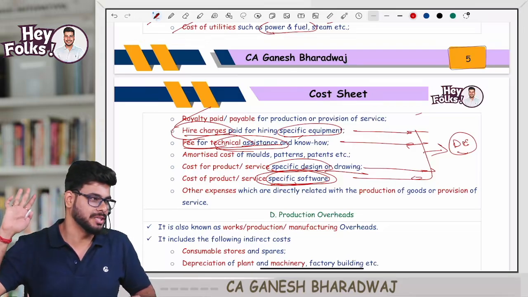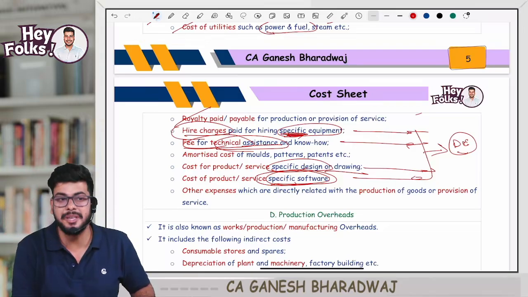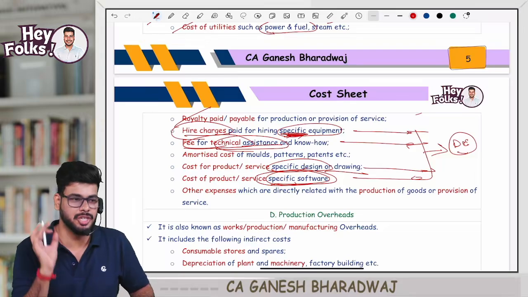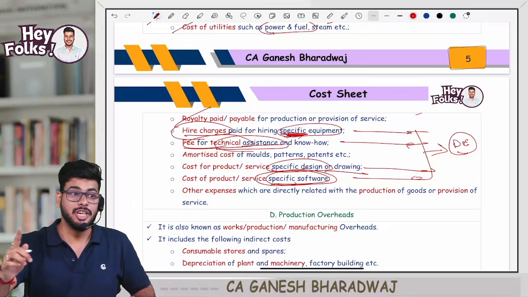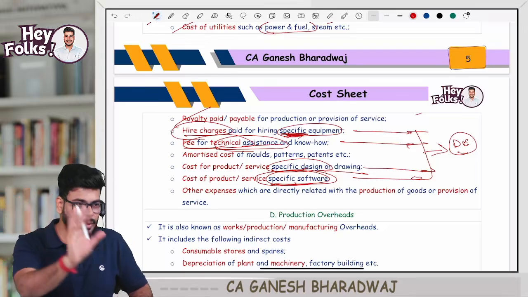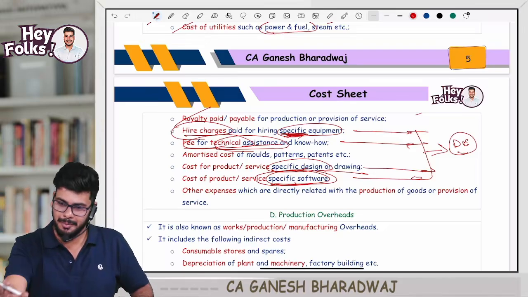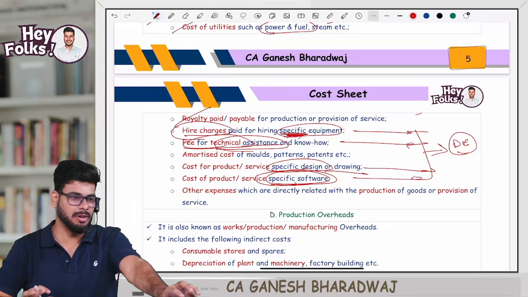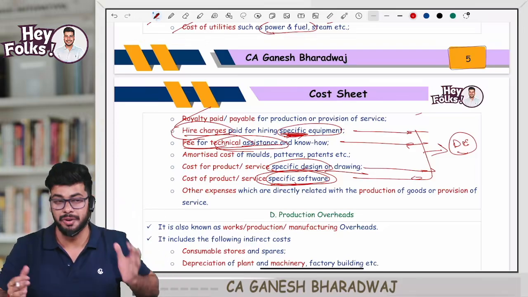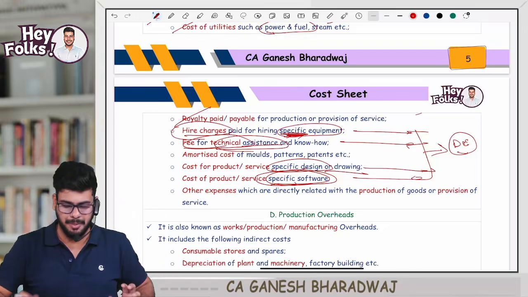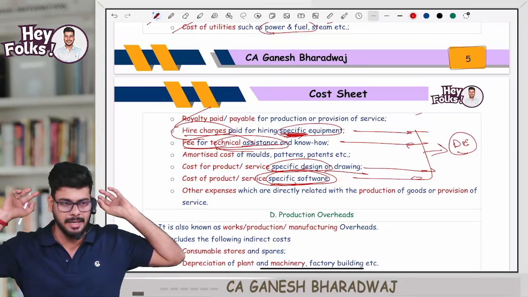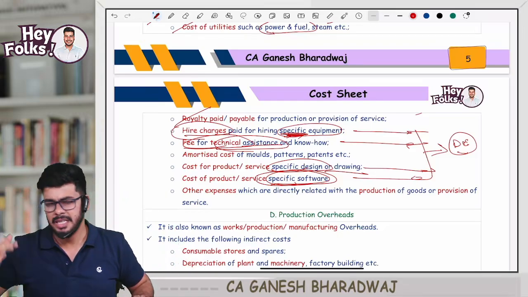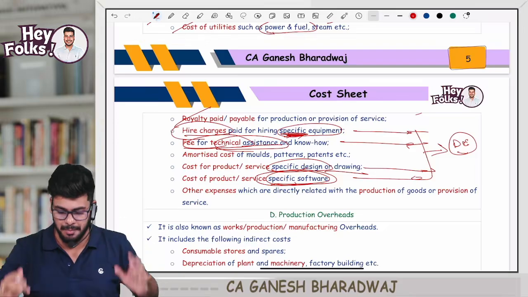Guys, clear with this? So the moment you see the word specific, generally it gets classified only under direct expenses. Don't attach the logic. In the job costing setup it is actually a direct expense. In a unit costing setup it is going to be your production overheads. But for examination purpose, whenever you find these items, you always categorize this under direct expenses. Clear with this, guys? I wanted to tell this to you because it's very important.